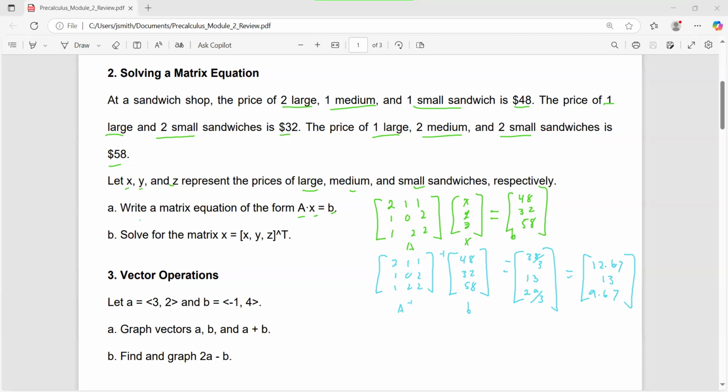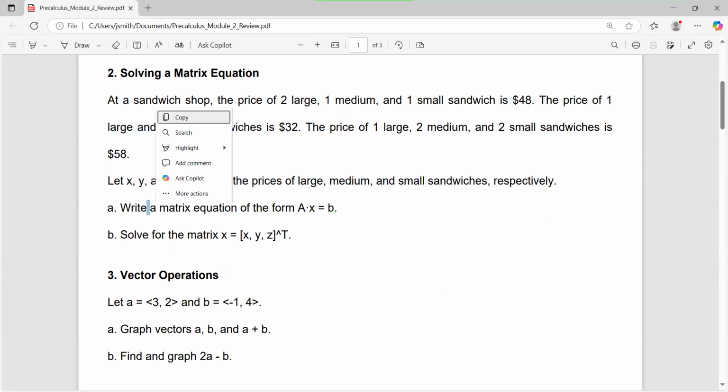Any questions on number 2? All right. I don't know. Didn't say it was a realistic word problem.